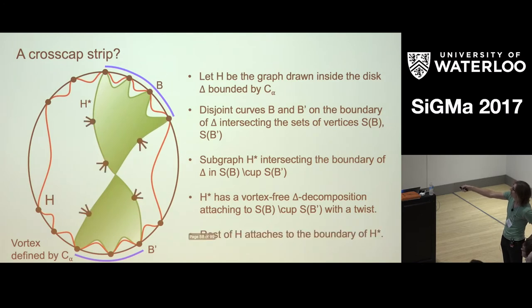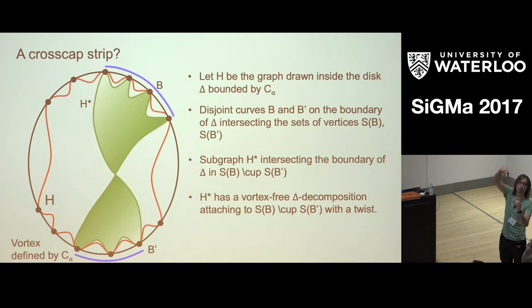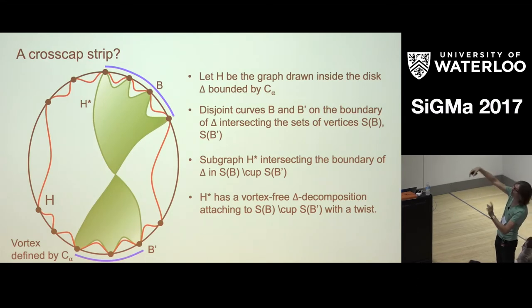And I tell you that H has a vortex-free decomposition in the disk, but it's twisted, right? In fact, that's why it's a crosscap strip, because I essentially have a big strip here with a twist attaching onto the boundary here and the boundary here.